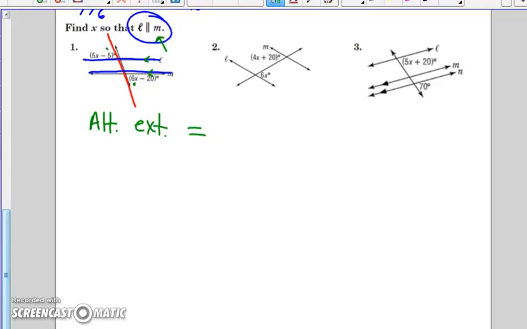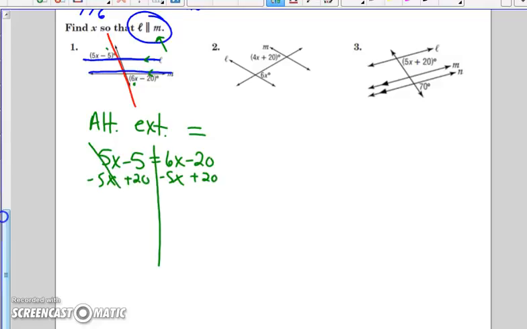And we know that if the lines are parallel, which they tell me they are, then alternate exterior angles are congruent. So that's where you do your 5x minus 5 is equal to 6x minus 20. And you can solve that problem algebraically. That means this would cancel and this would cancel. So negative 5 plus 20 is 15. 6 minus 5 is 1x, so x equals 15. And they're just asking me to find x.